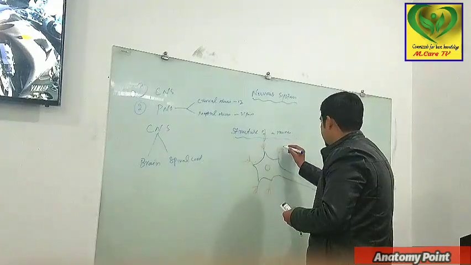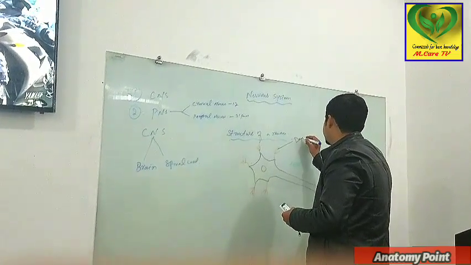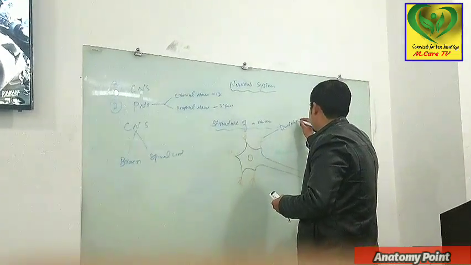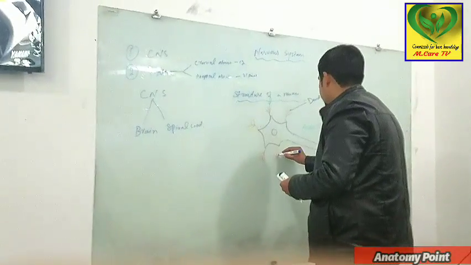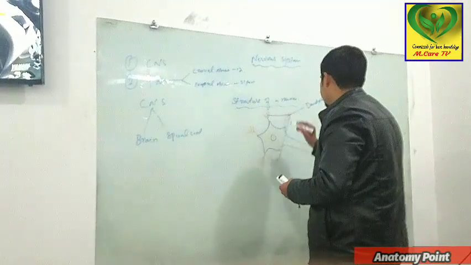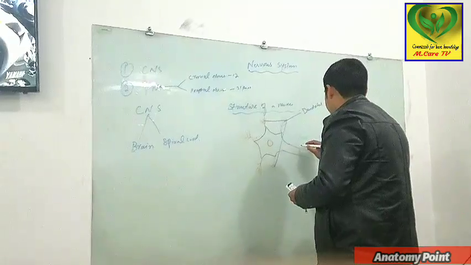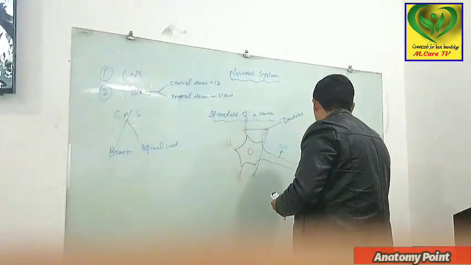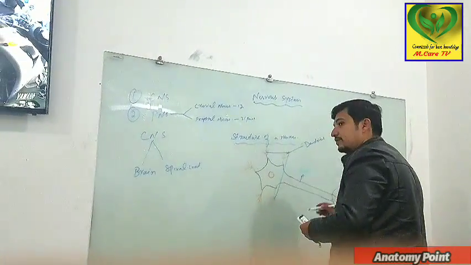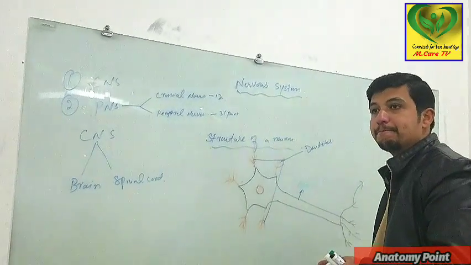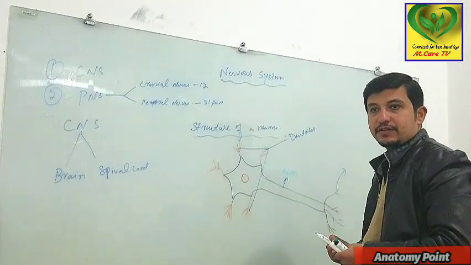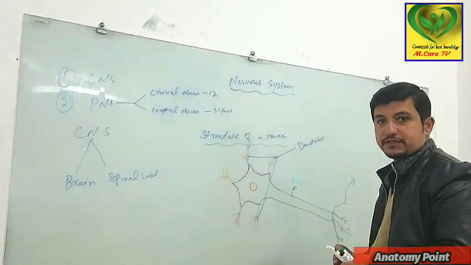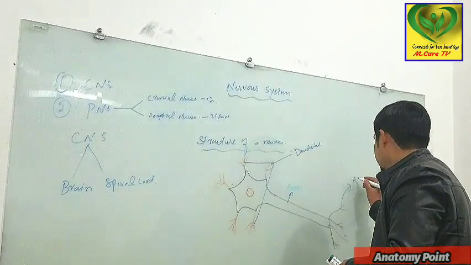These are called dendrites. This fiber is called the axon, and these are called axon terminals. These are axon terminals.